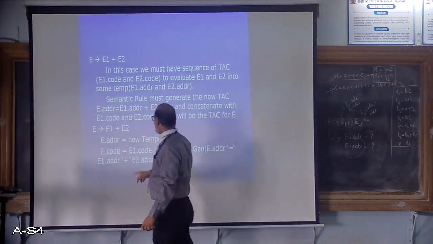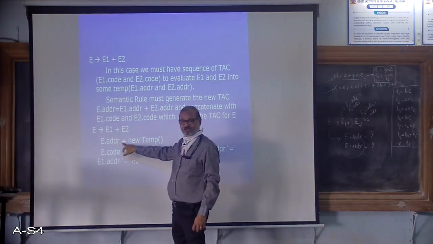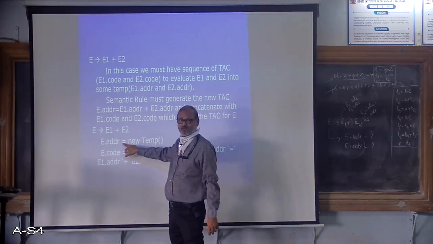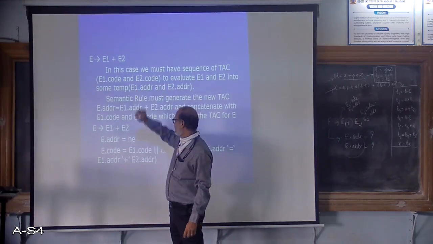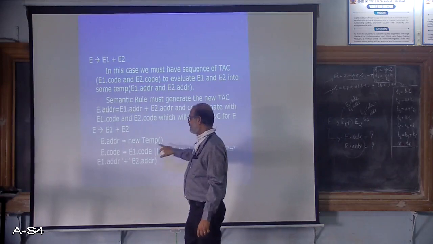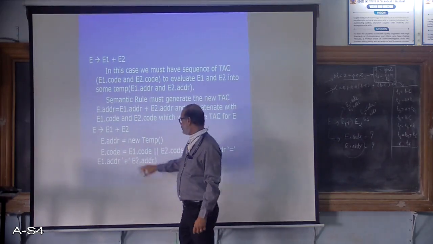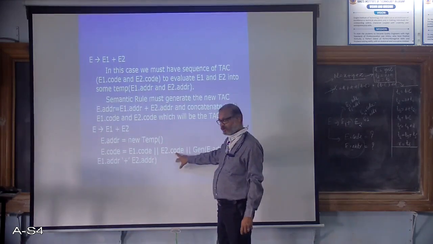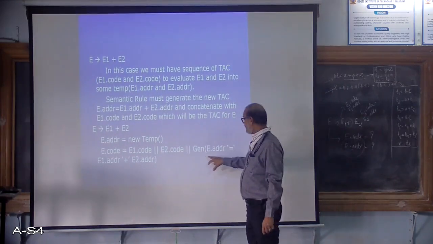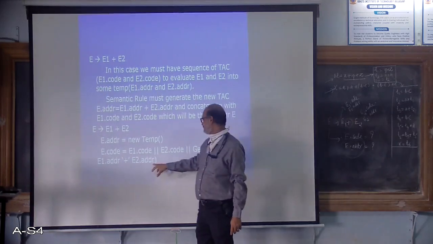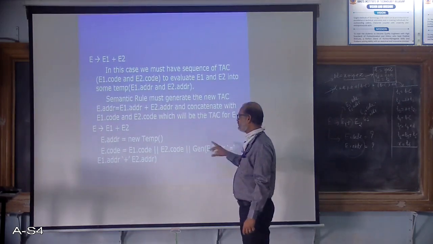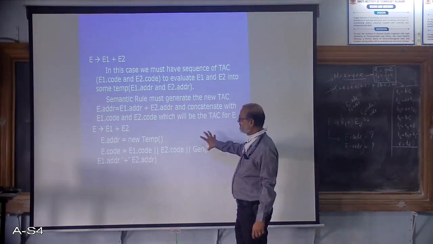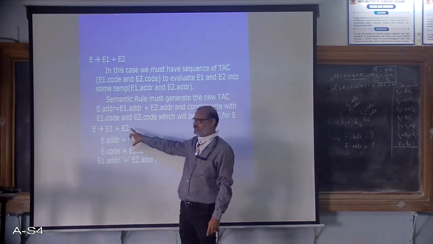First I am going to request the temporary which is going to store the value of the operation, that is plus here. So e.address equals new temp. Then e.code is equal to, first, e1.code followed by e2.code, then concatenated with a new 3 address code that I am going to generate, which is e.address equal to e1.address plus e2.address. So this is my semantic action that must be attached to this.